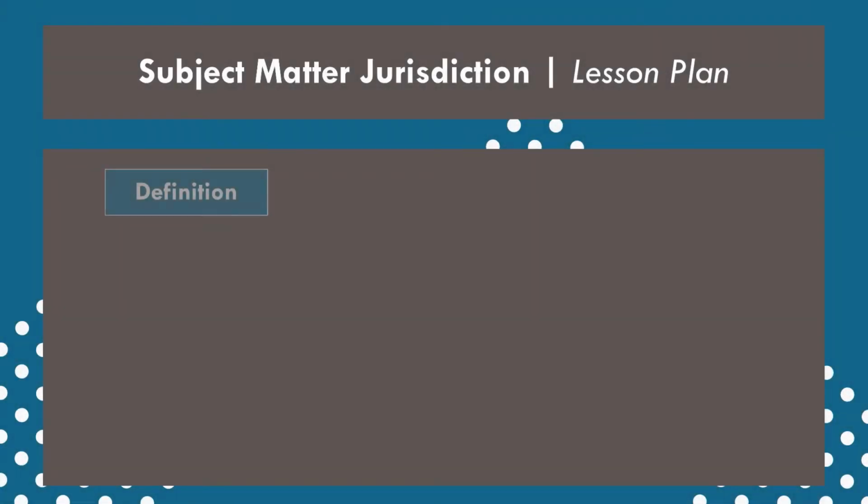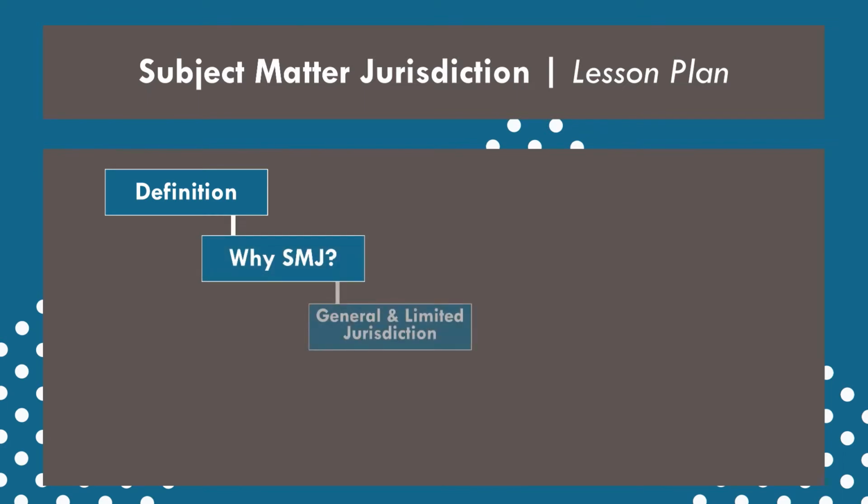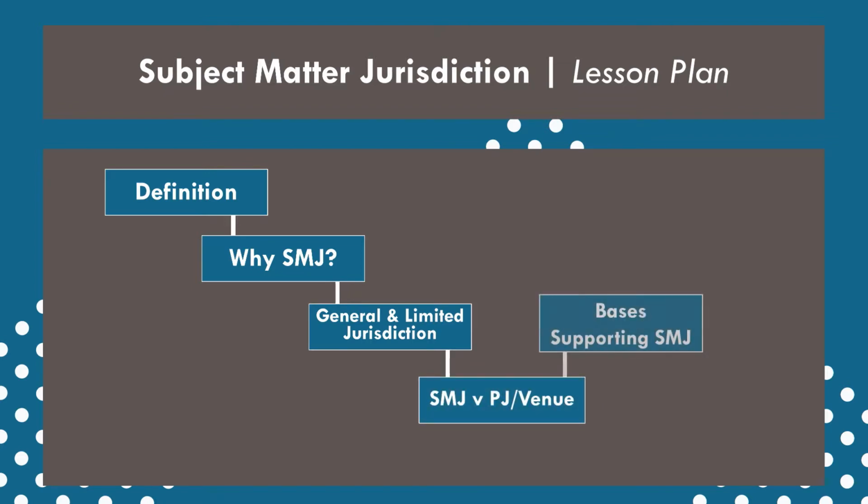This lesson will proceed as follows. We will start by defining subject matter jurisdiction and then discuss why it is necessary. After that, we will examine the distinctions between general and limited jurisdiction before comparing and contrasting subject matter jurisdiction against personal jurisdiction and venue. Lastly, we will briefly mention the four subject matter jurisdiction bases.